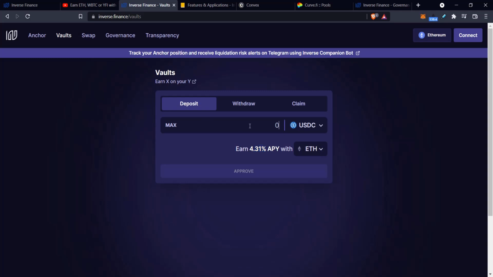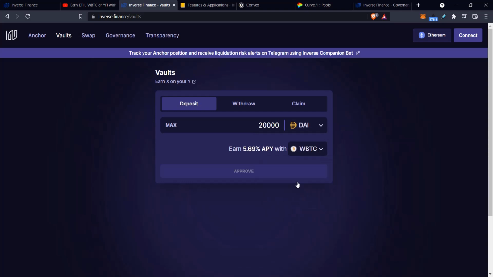So let's say I were to put $20,000 in here. Then my $20,000 is safe. I will always be able to come back and withdraw my $20,000 of USDC. However, anytime that there's a yield, then this yield will be used to buy ETH. Or if I change this to, well, I guess I can't do it.